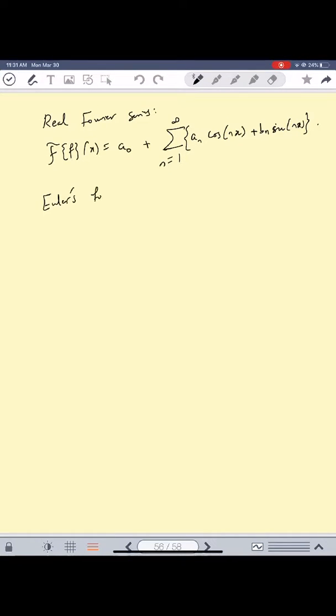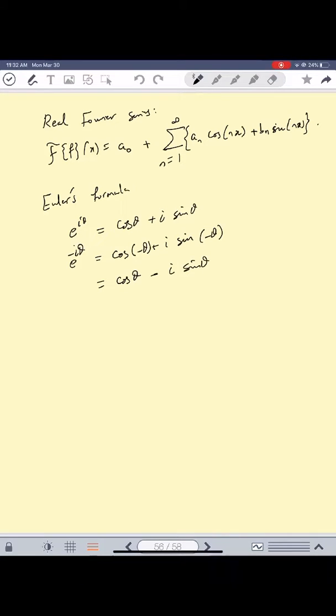Euler's formula says e to the i theta is cosine theta plus i sine theta. If you replace theta by negative theta, this becomes e to the negative i theta equals cosine of negative theta plus i sine of negative theta, right? But the cosine is even and the sine takes the negative out, so this becomes cosine theta minus i sine theta. So this is e to the negative i theta.